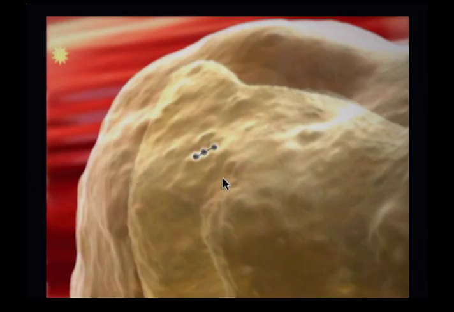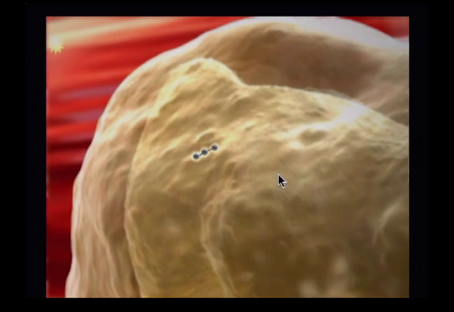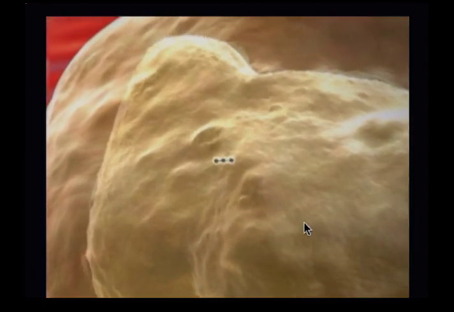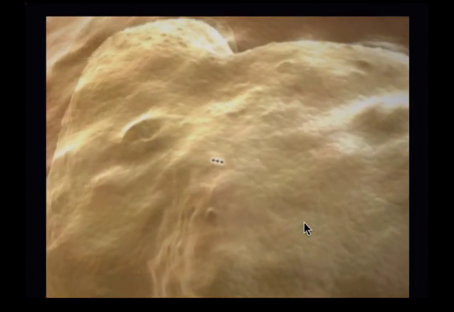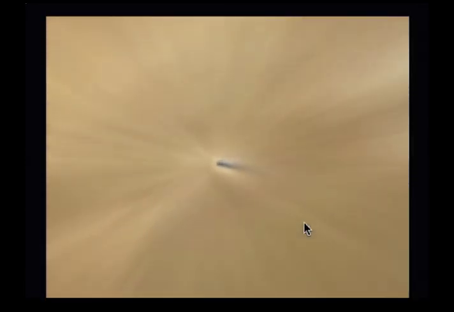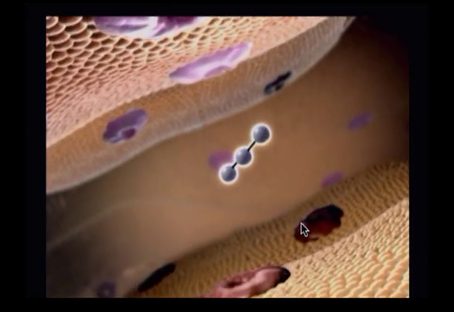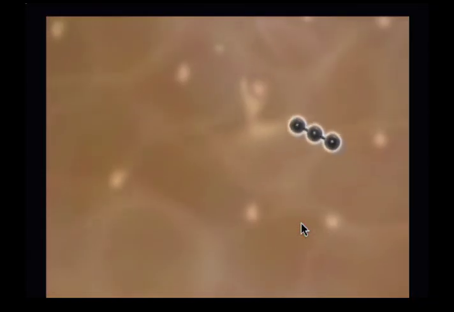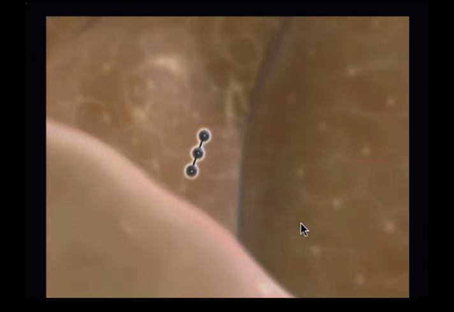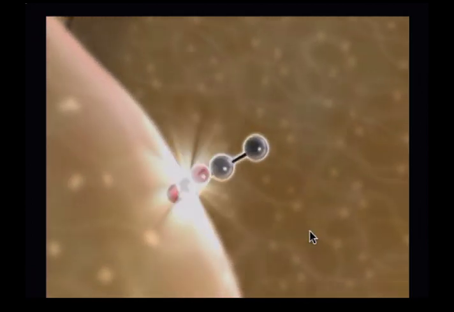So here's our pyruvate. We're in the cytoplasm. In the background here we see our mitochondrion. And it's going to diffuse through the outer membrane first, through the outer membrane of the mitochondrion, through the inner membrane of the mitochondrion, into the matrix of the mitochondrion. And so here's our pyruvate.